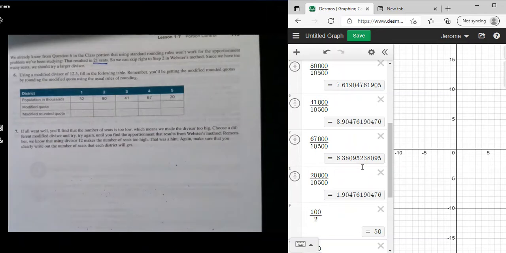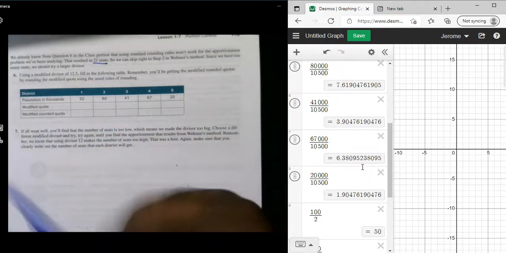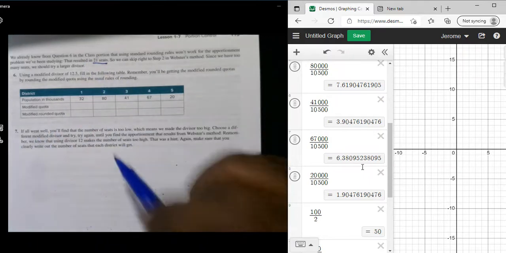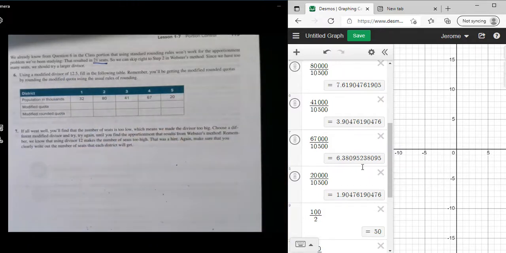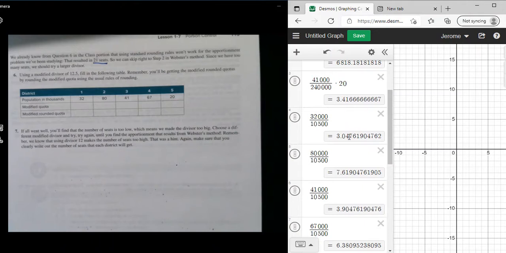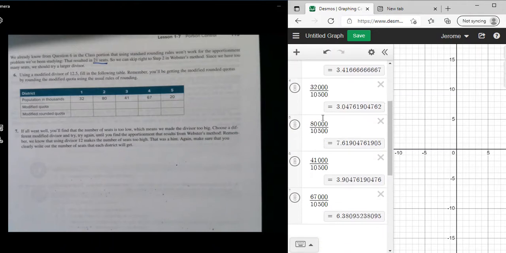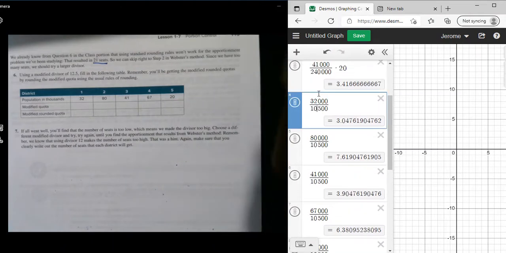Just like we did with the pizza example, the more people there are, the less that you would get. So since we want fewer seats, we need to adjust this divisor. It says use a modified divisor of 12.5. So we're going to go here and change these divisors to 12,500.